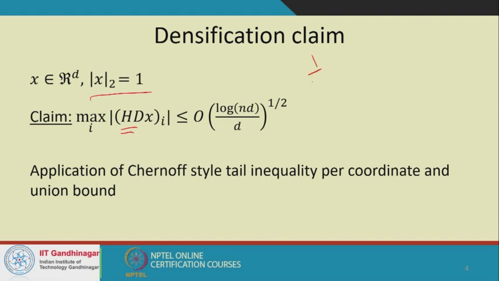the average coordinate is 1 over square root d, right? Because there are d coordinates and they all sum up to summation xi square equal to 1, right? And then there are d of them, so in some sense the average coordinate is 1 over square root d. What this is saying is that the maximum coordinate is not much bigger than this. The maximum coordinate is log nd by square root d, right?